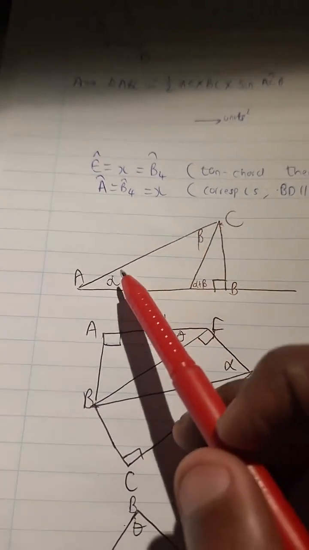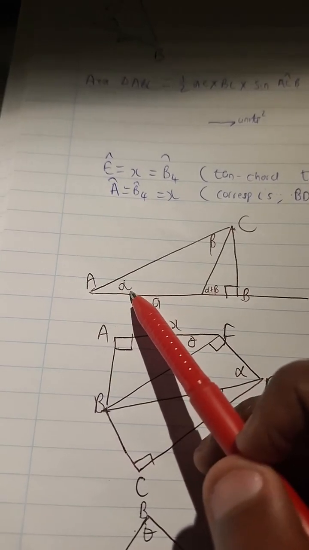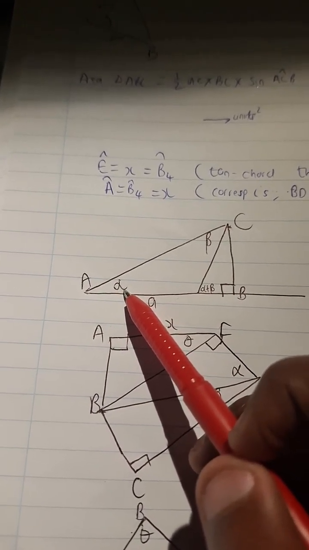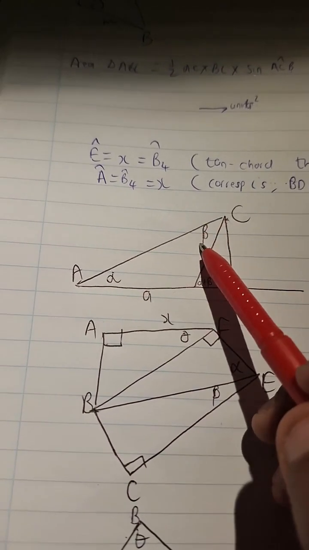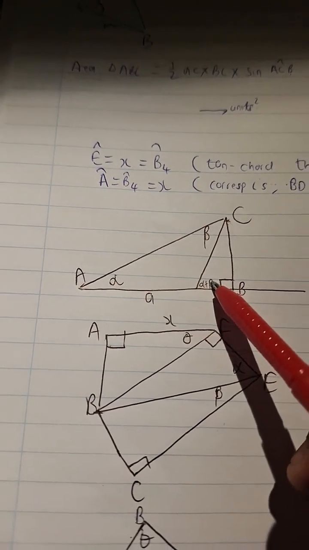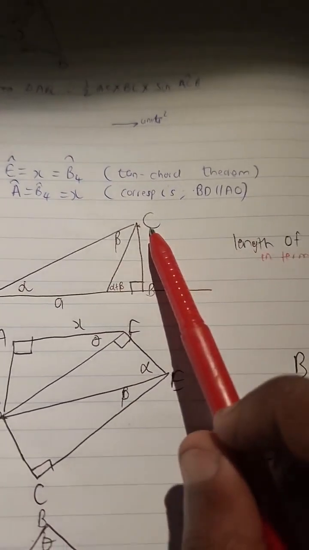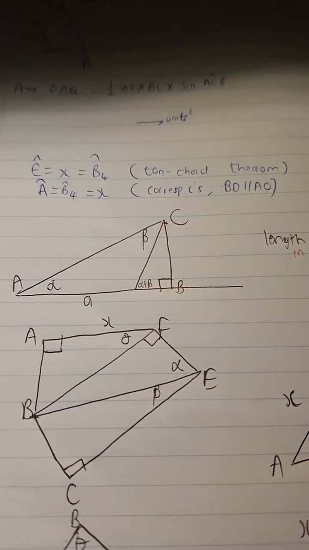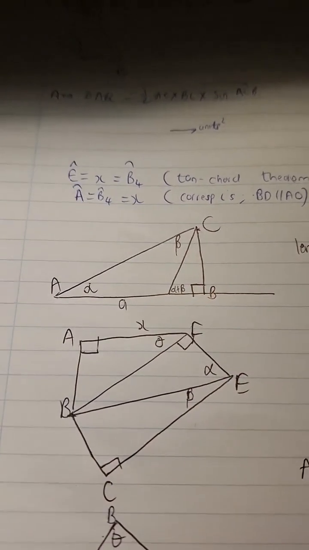We need to write the answer in terms of alpha. Now we are dealing with what you might call Greek alphabet. This is alpha, this is beta, this is A, and then this is alpha plus beta. So we are being asked now to determine the length of BC. Where is BC? There it is. So we need to determine the length of BC in terms of these things.